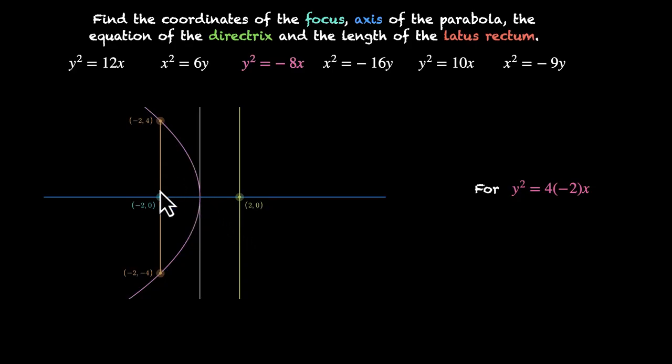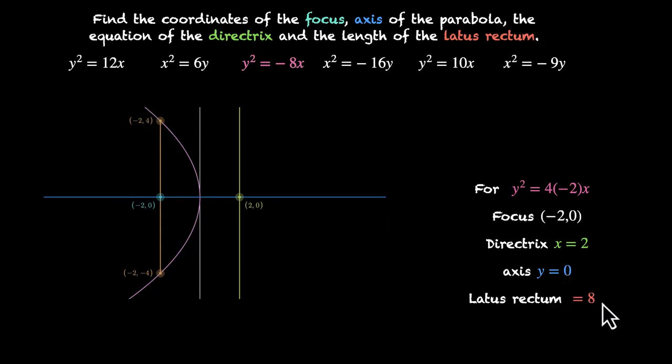What's the latus rectum? If this is 2 and this is 2, this becomes 4. So if this length is 4, this is also 4, and this is also 4. 4 plus 4 is going to be 8. So the length of the latus rectum is going to be 8 units. Let's write this down. The focus is (-2, 0). The directrix is x equals 2. The axis, this time, becomes the x-axis, so it's y equals 0. And the latus rectum is going to be 8 units.